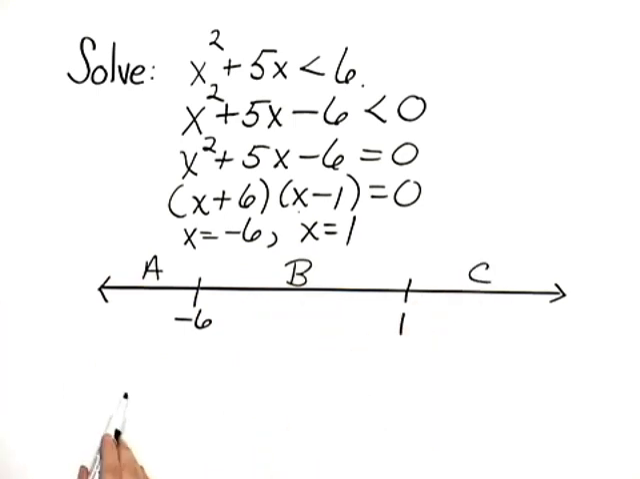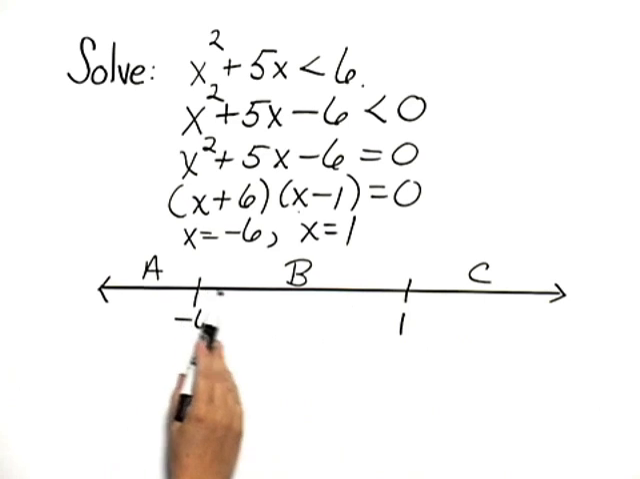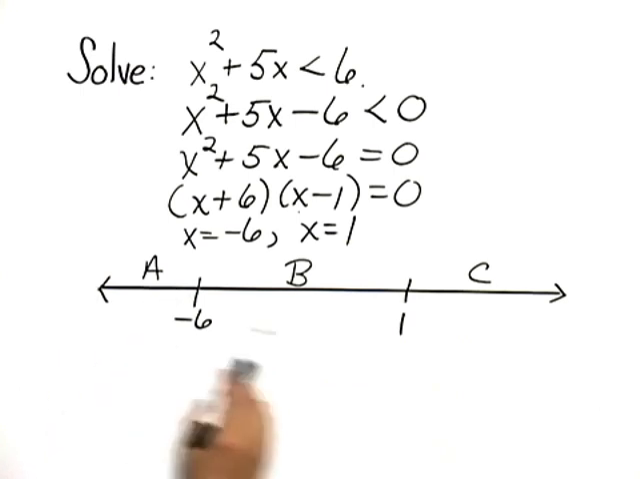Now it turns out that x squared plus 5x minus 6 is 0 here and 0 here. In between, it is either positive or negative. In other words, in this interval, it's either always positive or always negative. Same for interval A, and same for interval C.